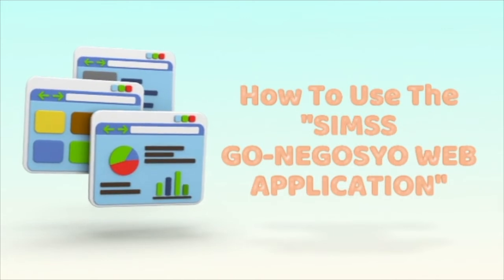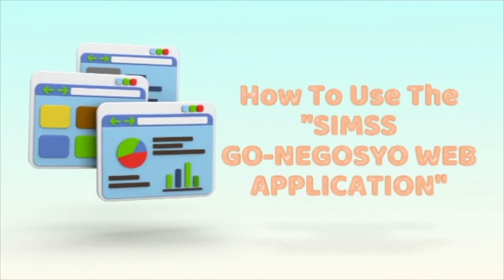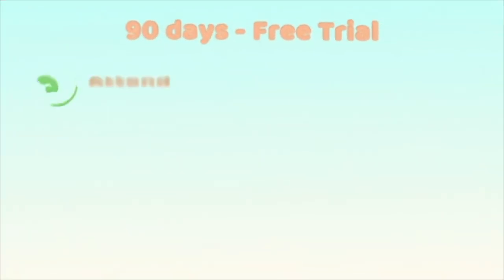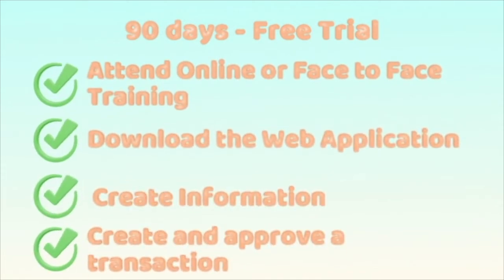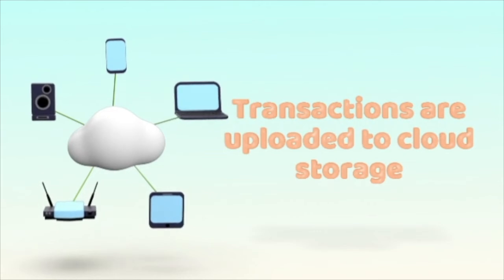How to use the SIMSS GO-NEGOSYO web application. A user can attend the online or face-to-face training. Download the application, create information about suppliers and employees and raise the requisition transaction. Upload the transactions to the cloud. It creates convenience to users in other branches.